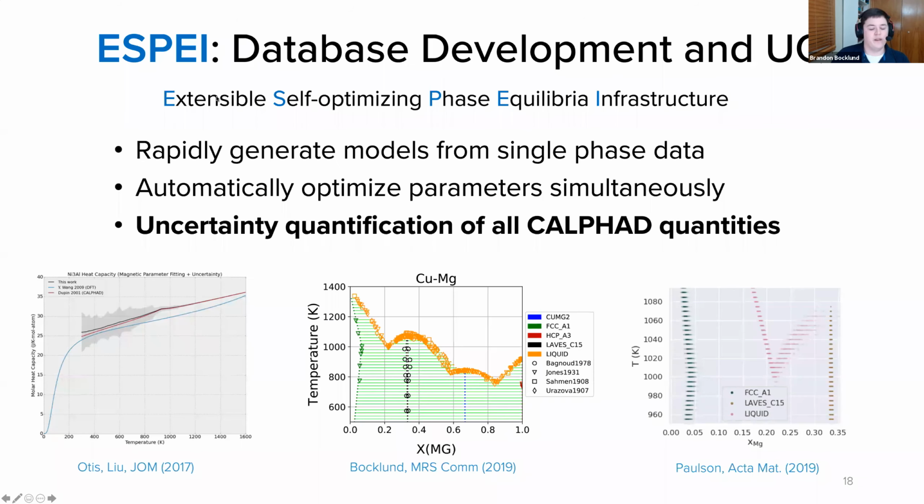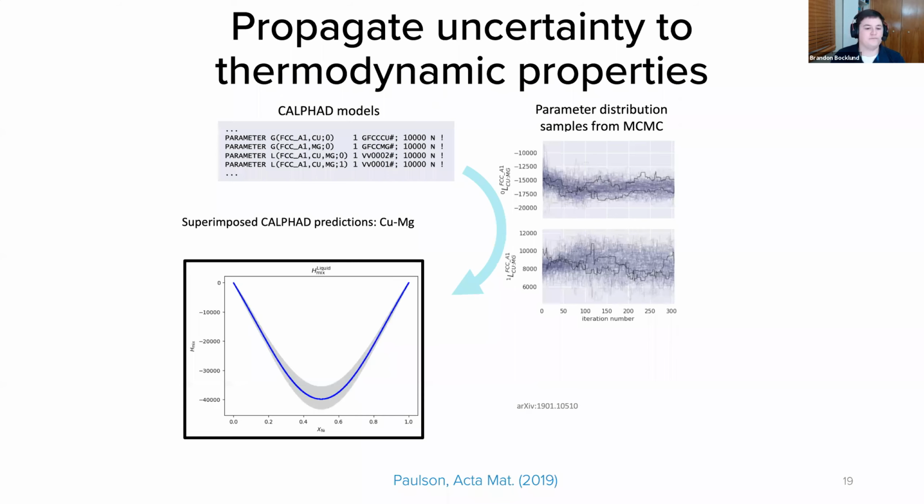Okay. And so now I want to talk about again how we take this quantified uncertainty and go propagate it to anything you would like to do. The basic concept is that we have these parameters in our TDB, again this VV0001. And as I just showed you, we have a bunch of samples of that VV0001 in our trace. So what we can do is just plug these different samples into our TDB using PyCalFad to automate all this.